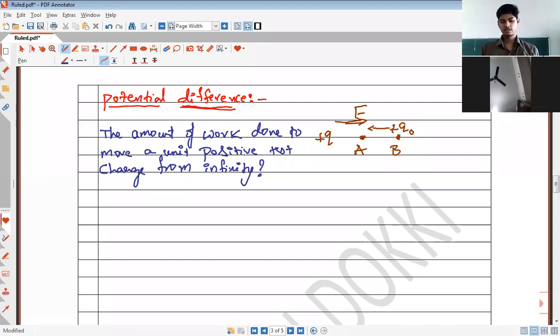Potential difference is the amount of work done to move a test charge from infinity to a given point. No, instead potential difference must be defined between any two points in the electric field itself. So it is the amount of work done to move the test charge from one point to another point in the electric field.